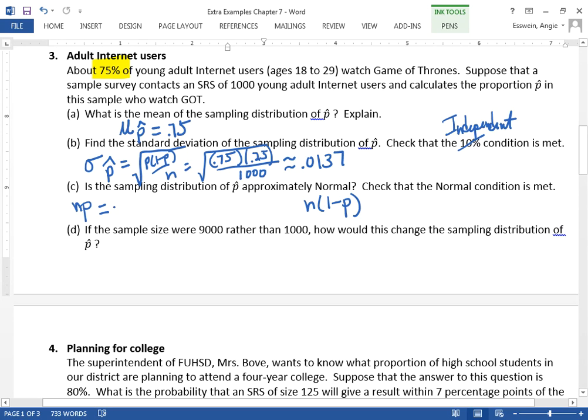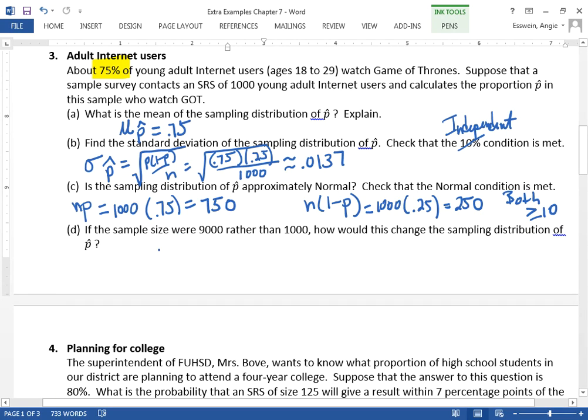So we take 1,000 and multiply by 0.75, and we should get 750 successes if we do take a sample of 1,000. Since we know the population is 75%, we should get about 750 successes and about 250 failures. So 1,000 times 0.25 is 250, and they're both greater than or equal to 10. So we've checked the normal condition, and therefore we could find the probability of something occurring, which we'll do in the next example.